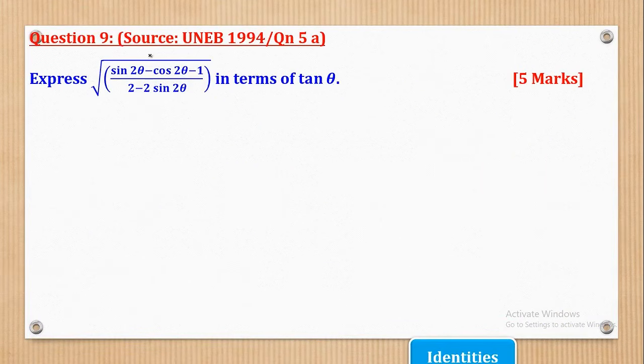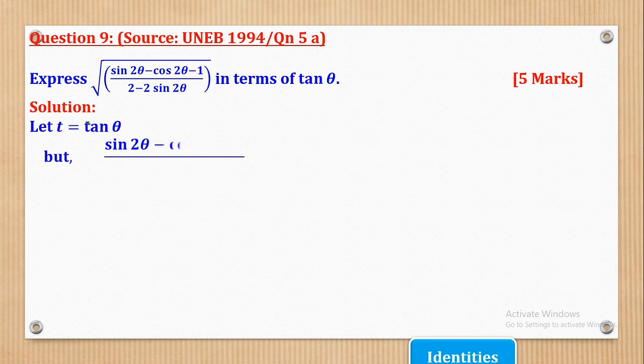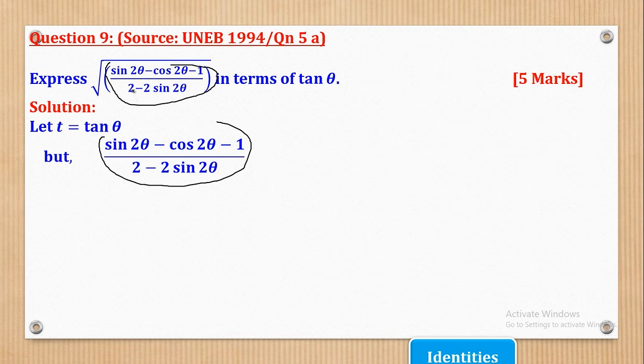Now we shall go to question 9, which came from UNEB 1994, paper 1, question 5a, and it says express this in terms of tan theta. So there is a square root, but we are going to first ignore the square root and say that this one alone, which is inside this square root, what is it equal to? So we are going to first simplify this, then we put the square root at the end. So we know that t is equal to this.